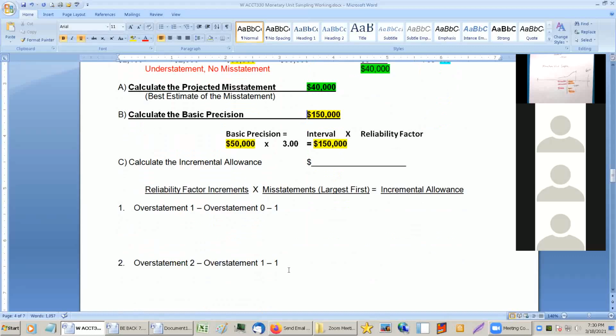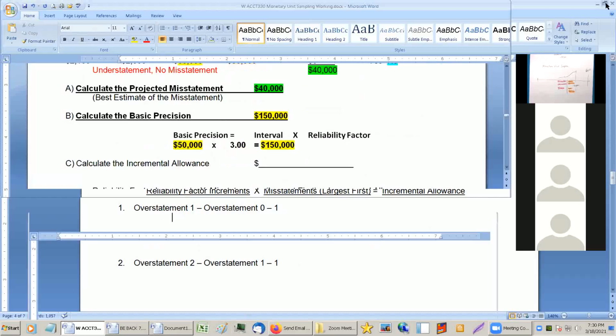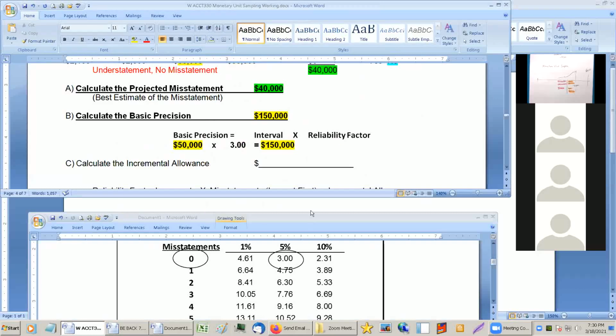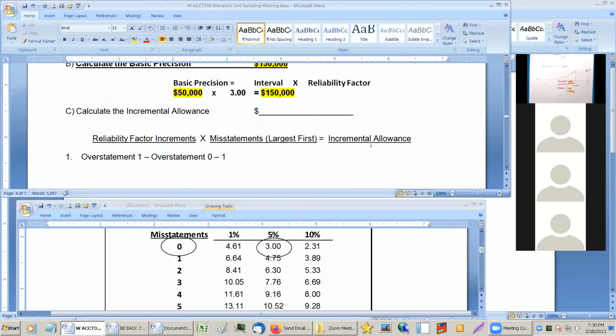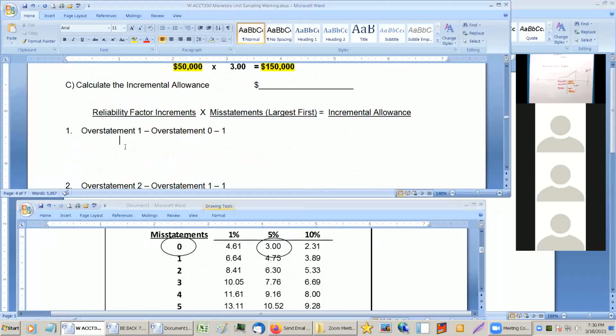Incremental allowance. This is the wackiest thing you're going to see in your life. Maybe not, but it's pretty wacky. All right, and I have got to get the table up here. Reliability factor increments times the misstatements, largest first, equals the incremental allowance. So the first thing we're going to do is find the reliability factors. This could be done so easily by making a table, but I'll show you what it is.